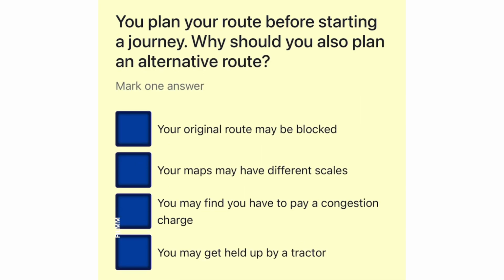You plan your route before starting a journey. Why should you also plan an alternative route? Your original route may be blocked. Your maps may have different scales. You may find you have to pay a congestion charge. You may get held up by a tractor.